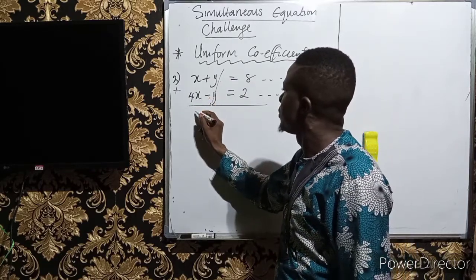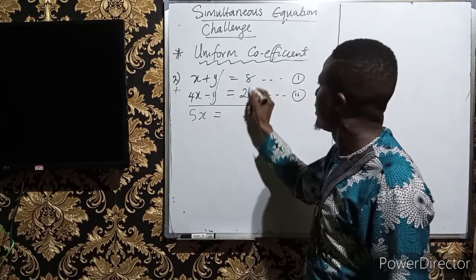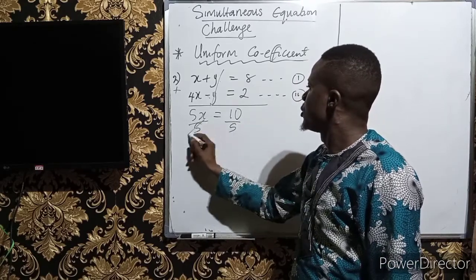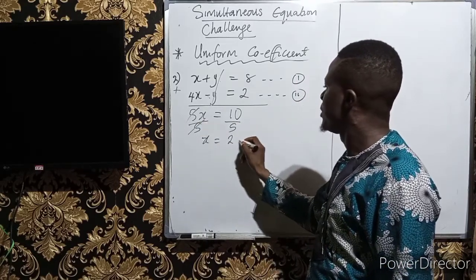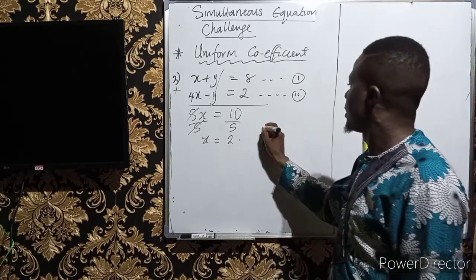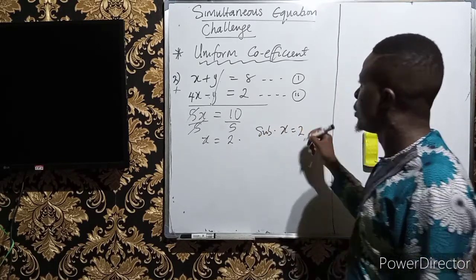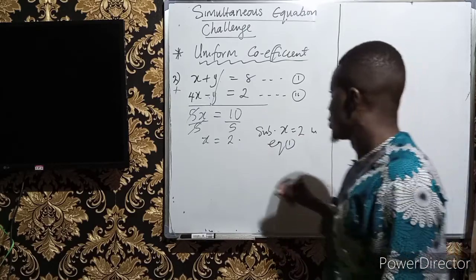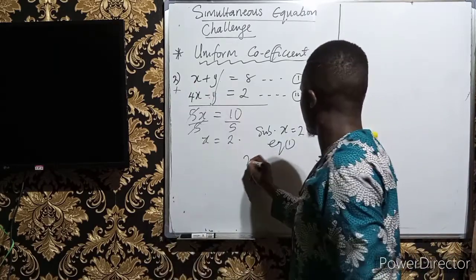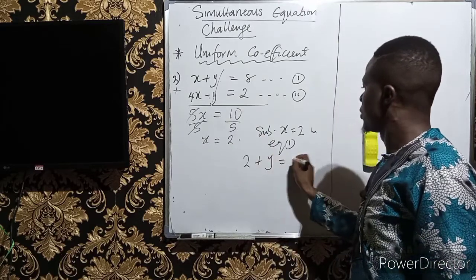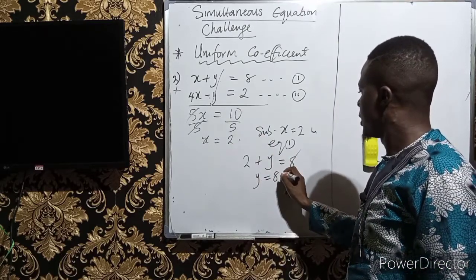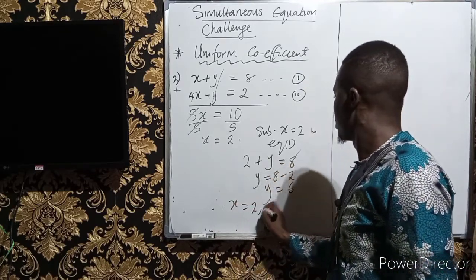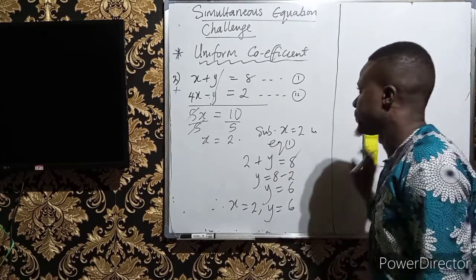So x plus 4x will give us 5x equals 8 plus 2, which is 10. And to get x, I will divide both sides by 5, the coefficient of x, and 10 by 5 will give me 2. I have got x as 2, so I can now substitute x equals 2 in any of the equations. Let's say equation 1. So in equation 1, seeing x, I'll put 2, plus y equals 8. So y is just 8 minus 2. y will give us 6. Therefore, x is 2, y equals 6.